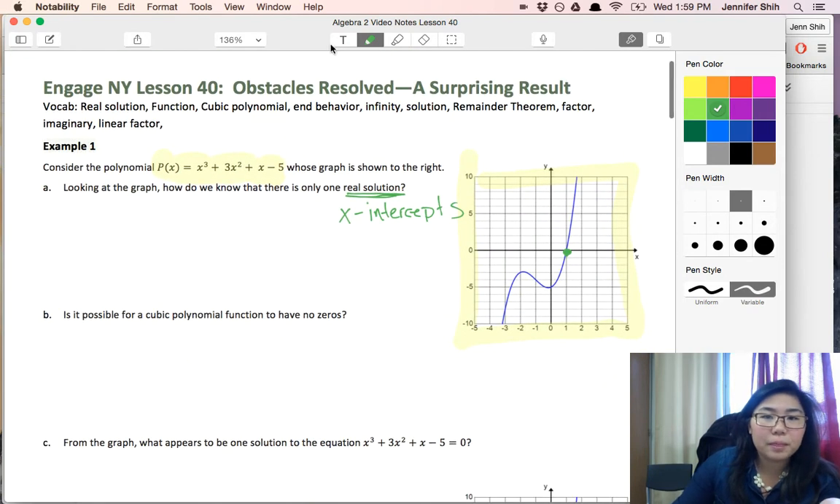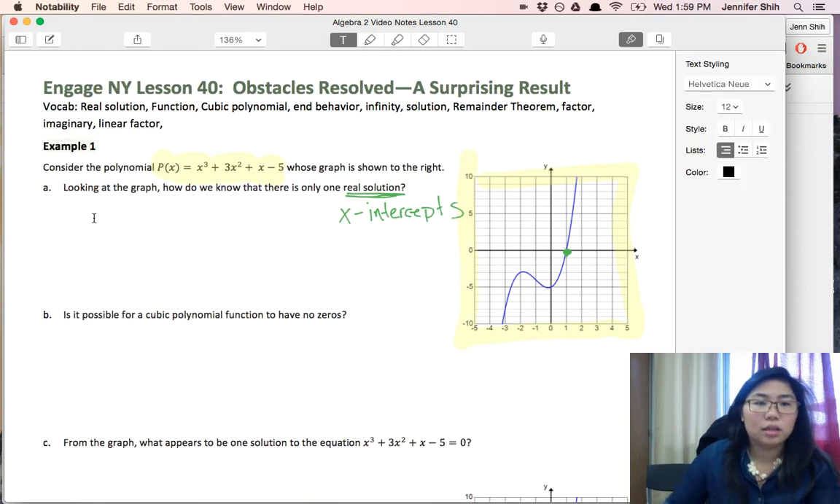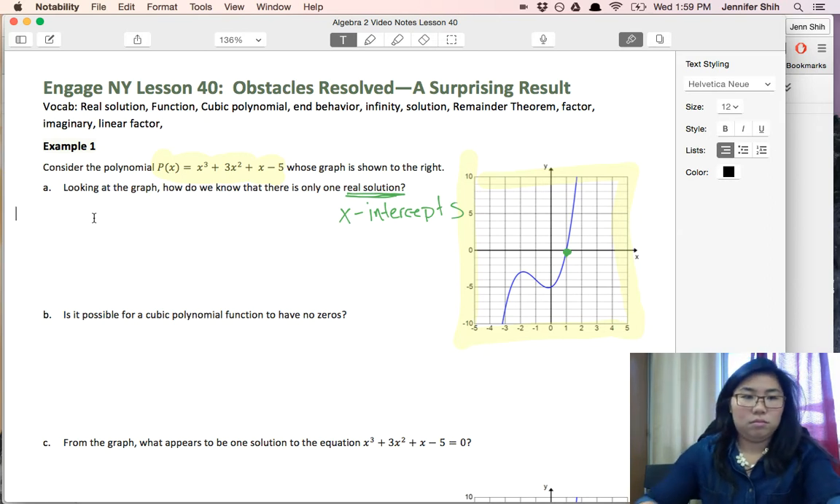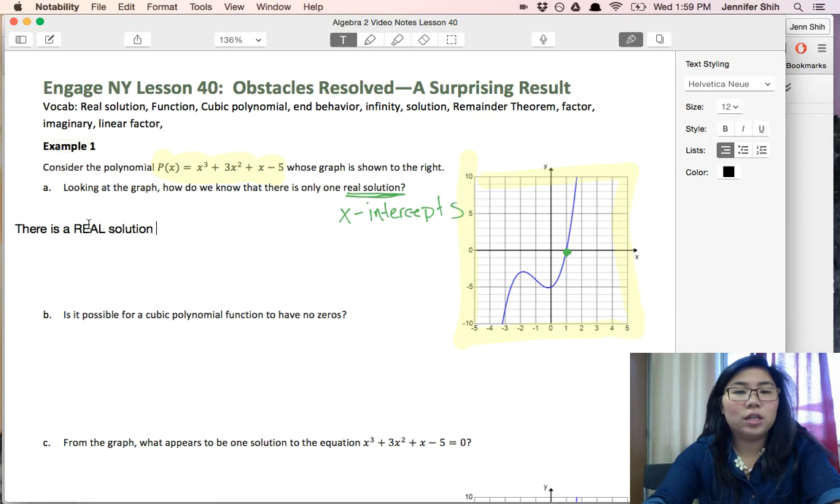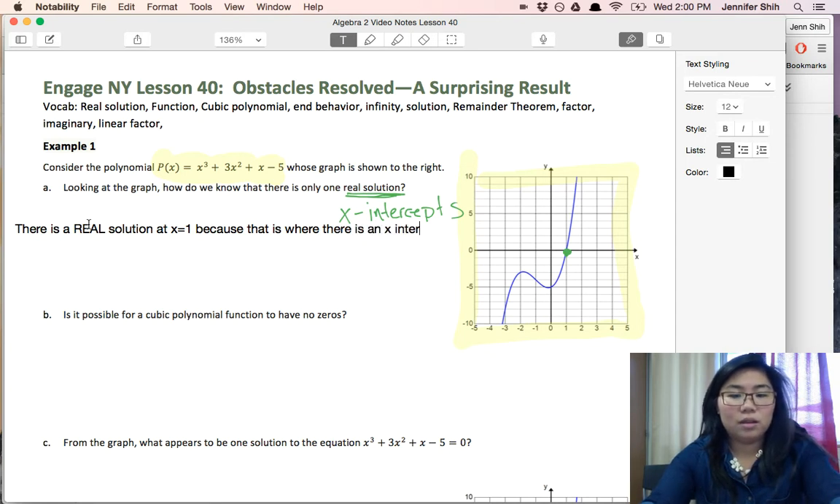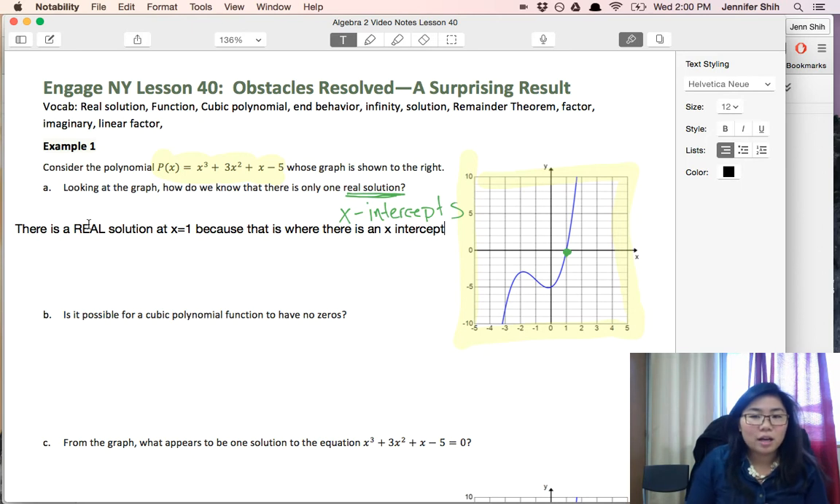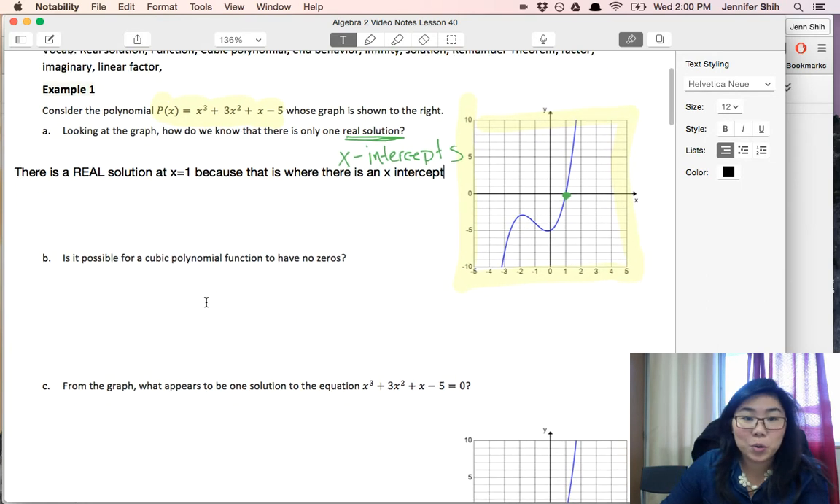There is a real solution at x is equal to 1 because that is where there is an x-intercept. Okay. All right. So B, is it possible for a cubic polynomial function to have no zeros?